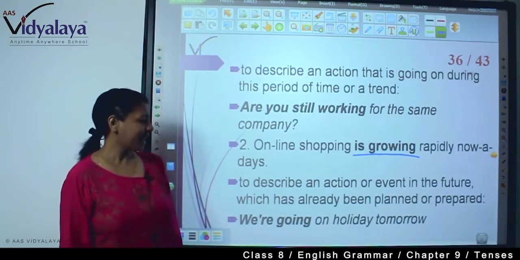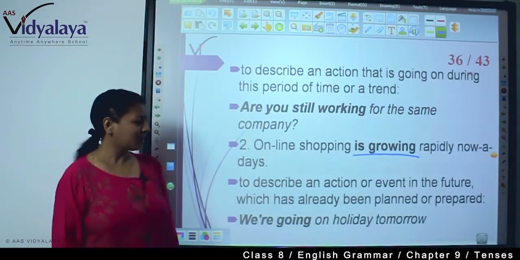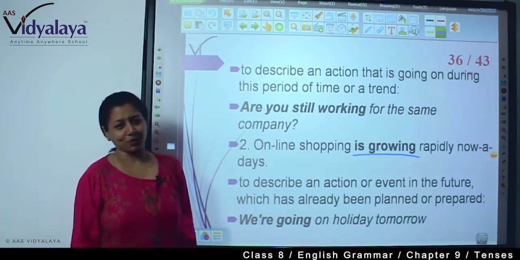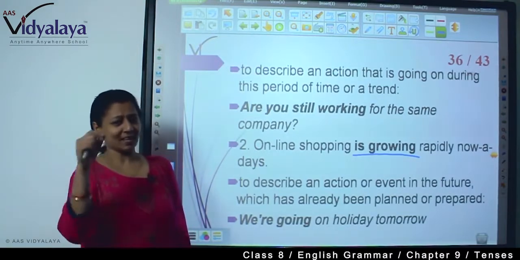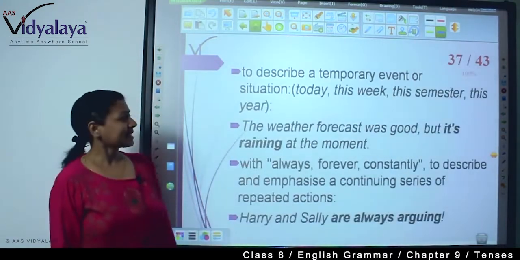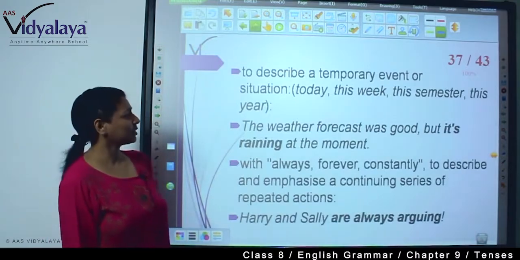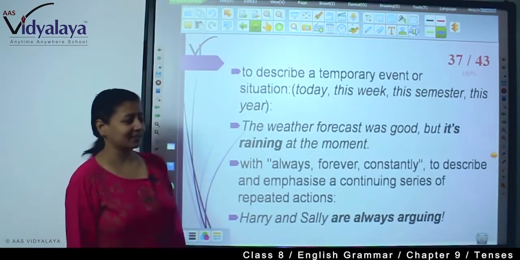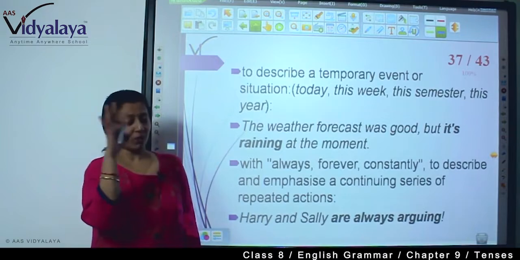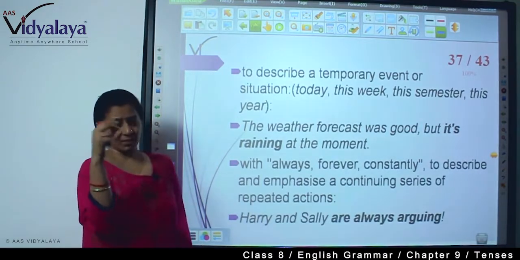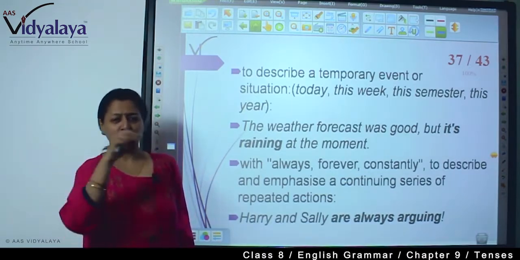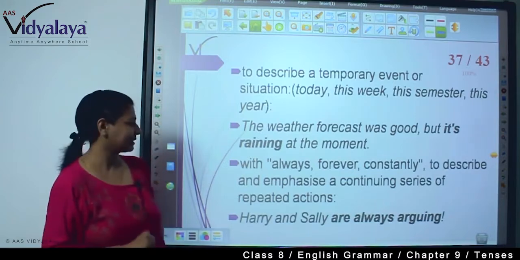Next, to describe an action or event in the future which has already been planned or prepared. We are going on holiday tomorrow. Tomorrow is future, but we are writing it in present progressive tense. To describe a temporary event or situation, today, this week, this semester or this year. For example: the weather forecast was good, but it's raining at the moment. It is a temporary event and it is happening now, so in present progressive tense we write that.